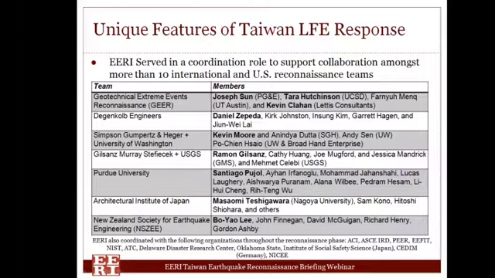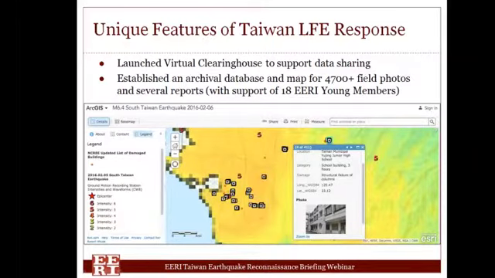Okay, there we go. For this event, we coordinated things a little bit differently. We served as a coordination effort for the teams that went out. We had over 10 international and U.S. reconnaissance teams that went out and collected data, and we integrated that data into a virtual clearinghouse. I'll show that in just a second. The teams that will be presenting today are the first three on this table, and the ones in bold are the ones that will be presenting today.